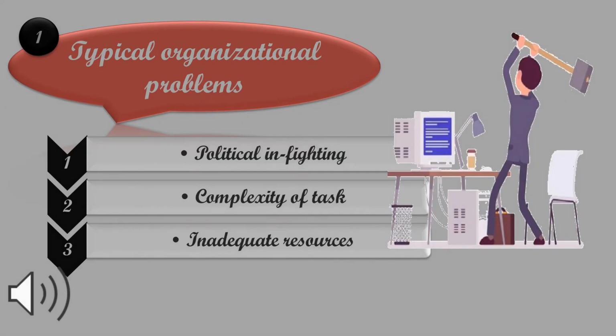The first one is organizational problems, which are political infighting, complexity of the tasks, and inadequate resources. The first is political infighting, which means that there is a disagreement over who has the power or control among the members of a group or organization. The second is task complexity, which is the degree of complicated actions needed to complete a task. The third is inadequate resources, which means that your resources are not enough to complete your task.